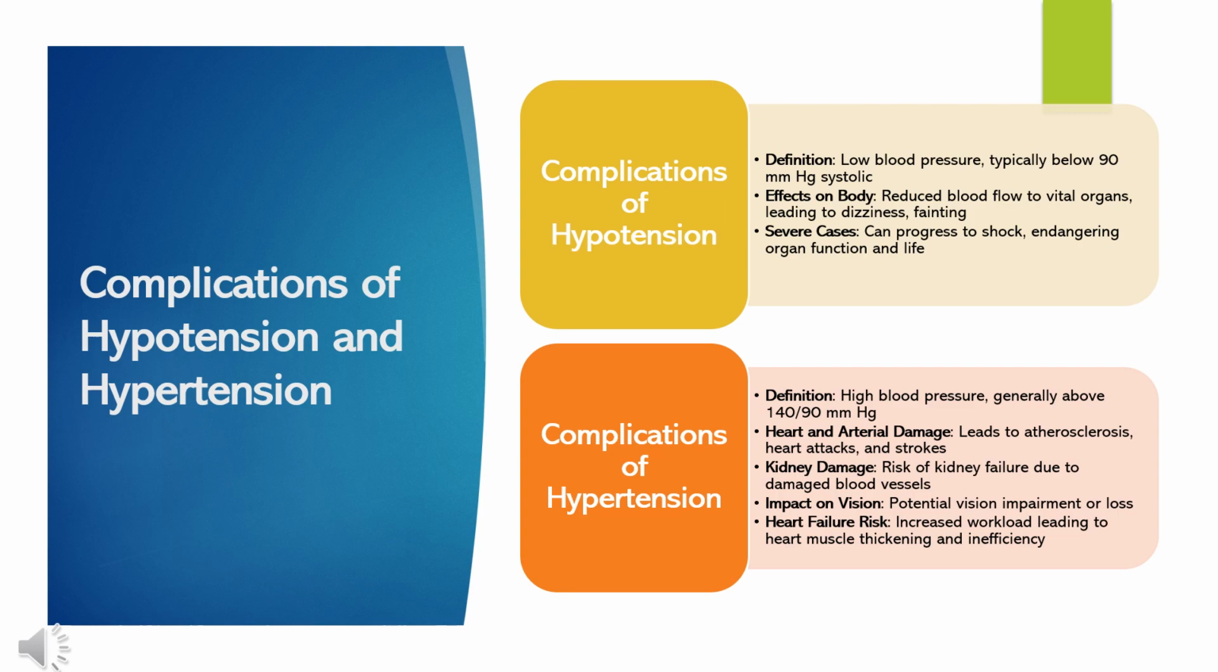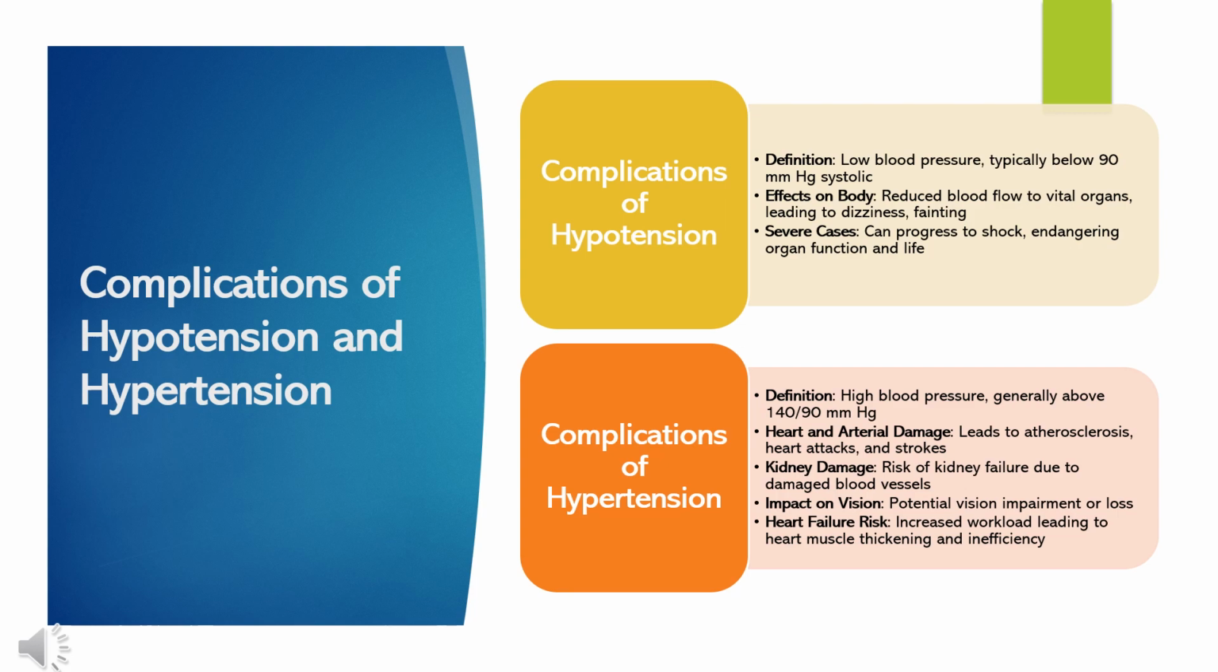In extreme cases, hypotension can lead to shock, a critical condition where diminished blood flow leads to a failure of the circulatory system, jeopardizing organ function and potentially leading to life-threatening outcomes. Now let's look at hypertension. Hypertension means pressure in the arteries is consistently too high, usually defined as above 140 over 90 millimeters of mercury. Over time, this elevated pressure can damage the blood vessels and organs.